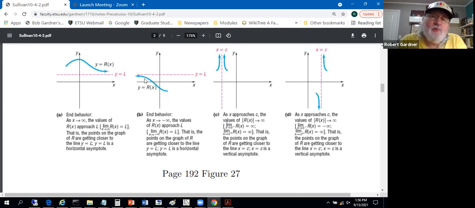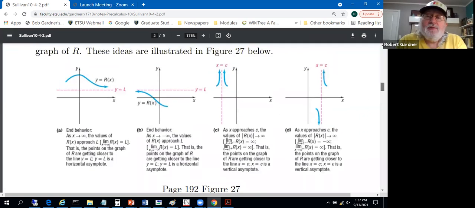You tell me how close you want this curve to get to the line y equals L, and I'll tell you how far to the left you need to go, so that beyond that point, the curve will definitely lie within your desired positive distance of the line y equals L.